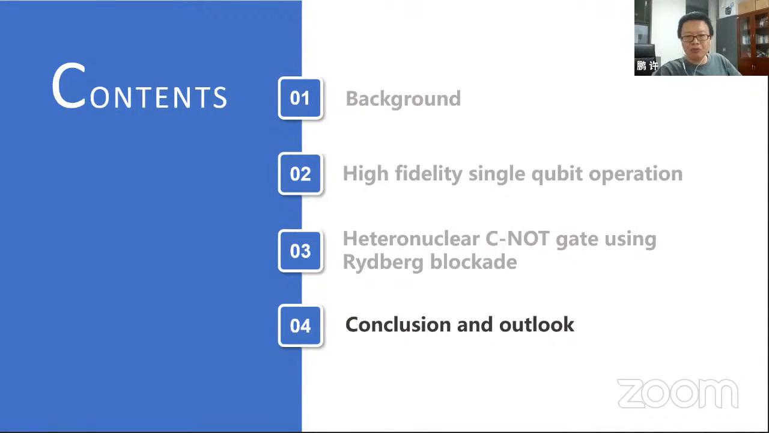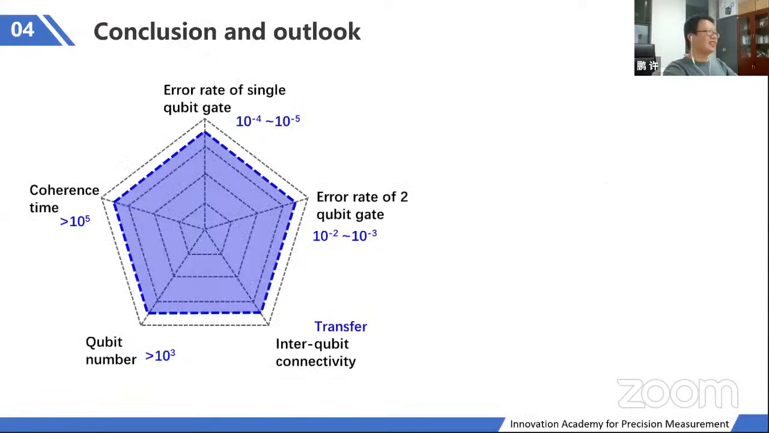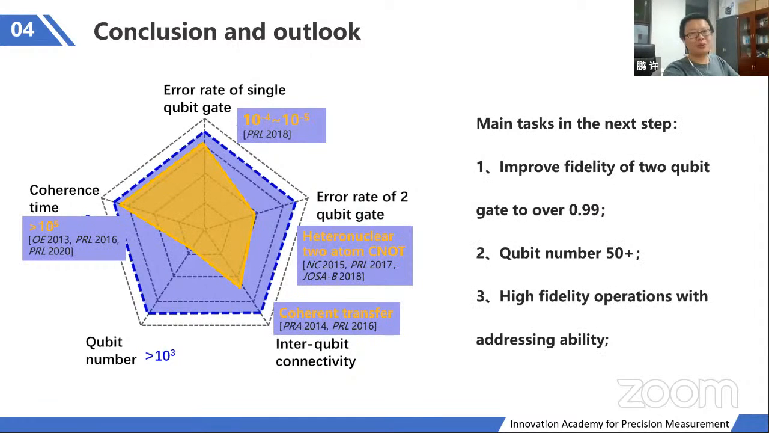Okay, I think I have almost finished my talk. And here I come to my conclusion and outlook. I will come back to this radar picture to see what we have done and what we will do next. And we can see clearly we have some shortcomings, which are the high fidelity two-qubit gate and the qubit numbers.